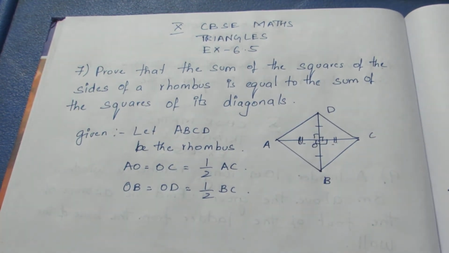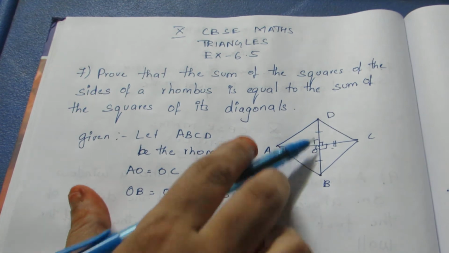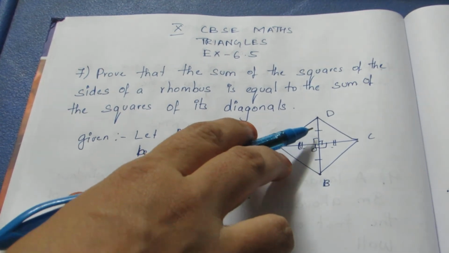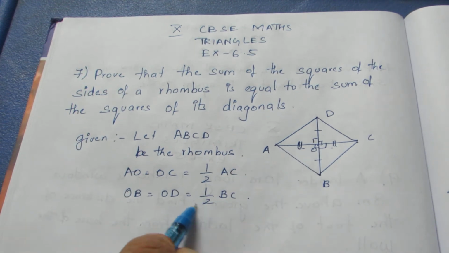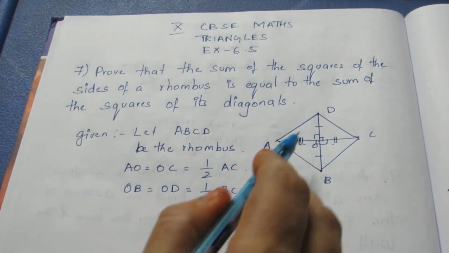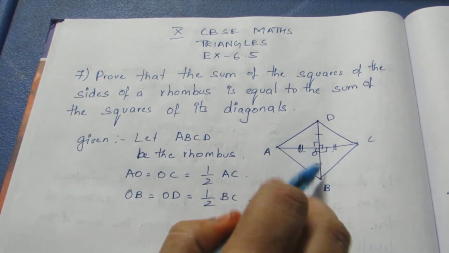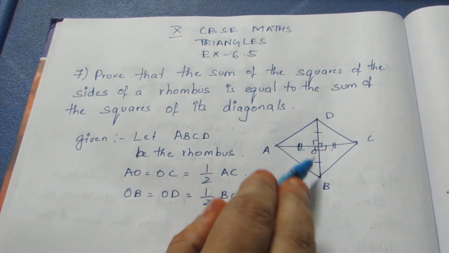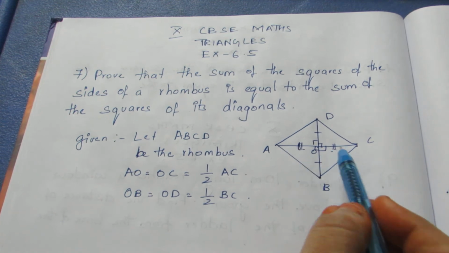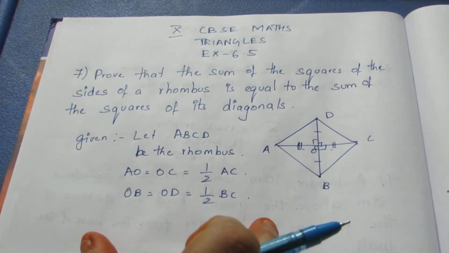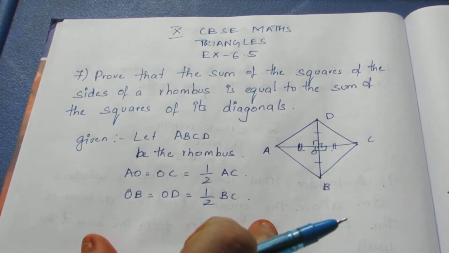So OB plus OD is 2 OB, or OC, OD. Remember that these two are equal. So OB is nothing but half of this BD. Similarly, OA is nothing but half of this AC. So this is the point we are going to use to prove this sum.